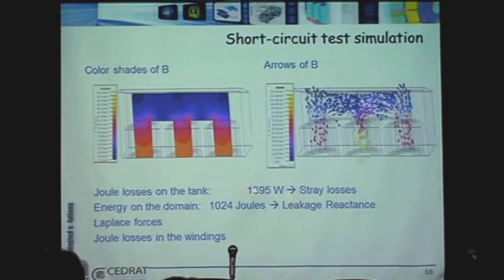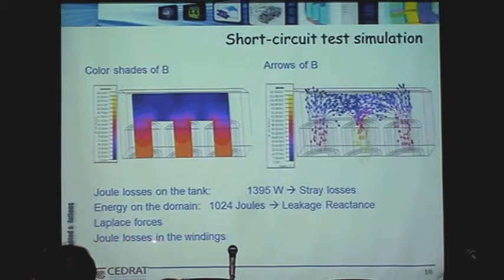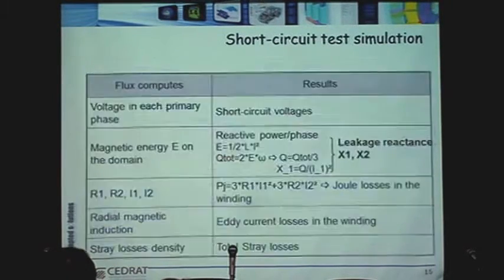The energy of this domain here, 1024 joules, will give us the leakage reactance. Some other things we can get here, because this is where they are the most important, are the forces on the coil. And very important, because if the coils are not well aligned, it can throw the coils out of place here. And then we'll have heavy joule losses, of course, on the winding in short circuit, but that's the short circuit case. It's not the rated case.